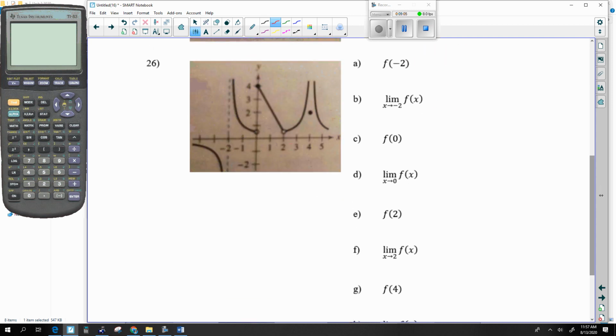Ooh, a lot of questions on this one. Great, here we go. First question is, what is the f of -2? Looking for a concrete dot at -2. I don't see any concrete dots. There are no concrete dots. There isn't a dot somewhere on that line.